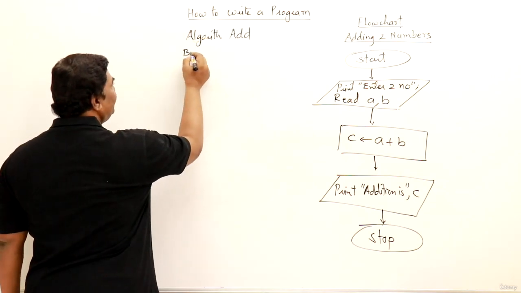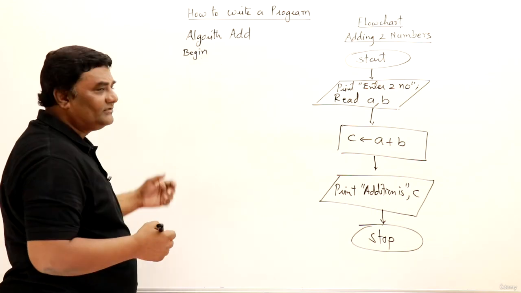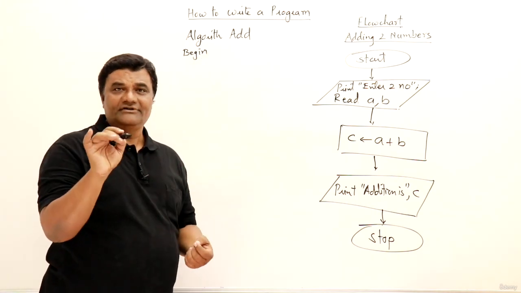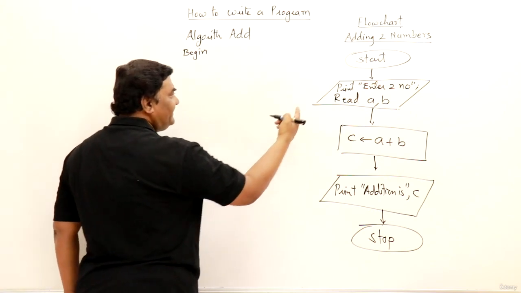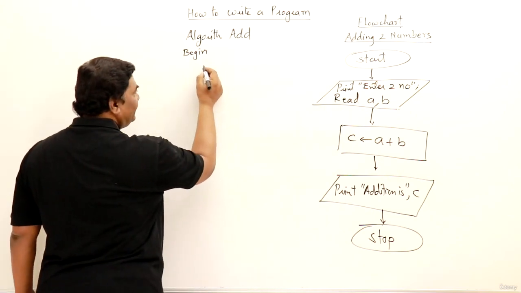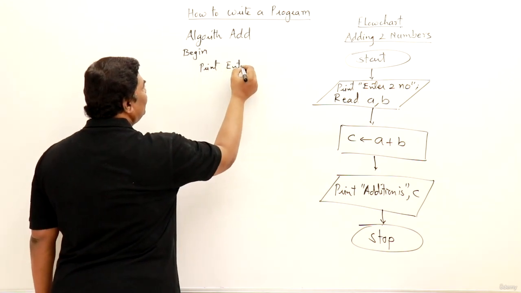Now here I will say begin, the algorithm begin. I have already explained that you can write begin or you can write the curly bracket. That is your choice, so I am writing begin here. Now what is the first thing it has to do? It should print and say enter two numbers. So print enter two numbers.